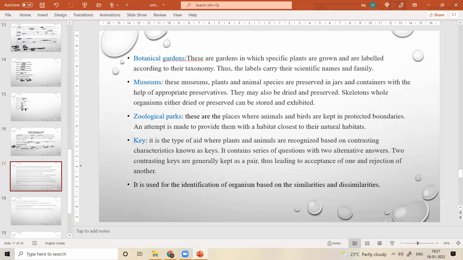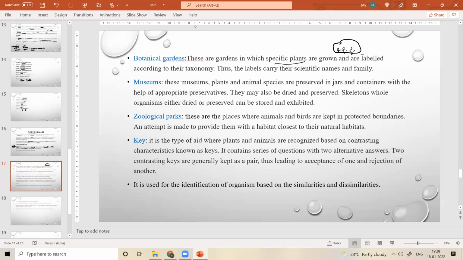There are other types of taxonomic aids. So, botanical gardens. These botanical gardens are places where specific plants are grown and labeled according to their taxonomy. So basically, we take one place in which many kinds of plants are grown.